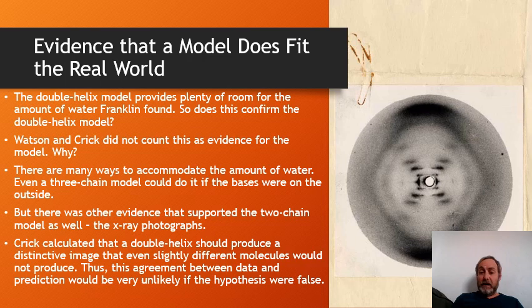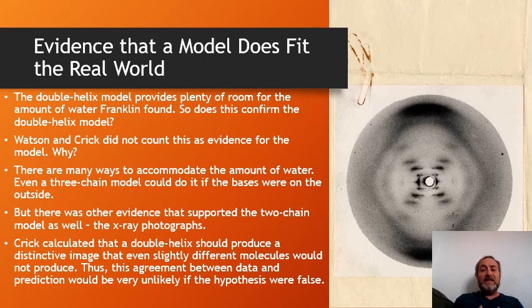So what if there is agreement between the prediction and the data? Take the double helix model. They abandoned the three-chain model. Now we're on the two-chain model. That's got plenty of room for the amount of water that Franklin found. So, okay, great, have we confirmed it now? They agree. Well, Watson and Crick didn't count that as evidence for the model. So why not?